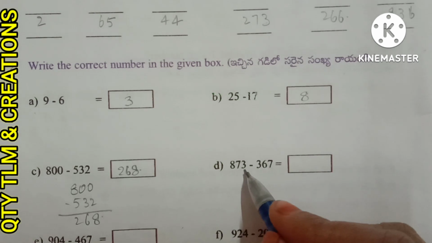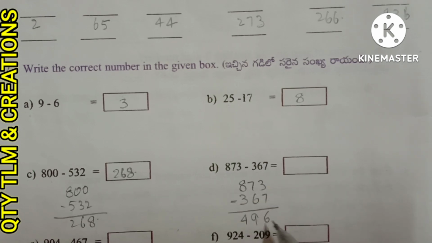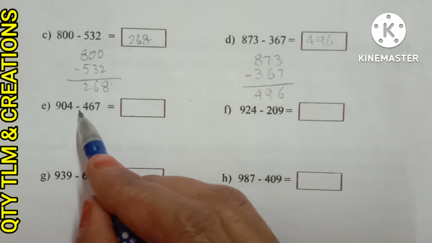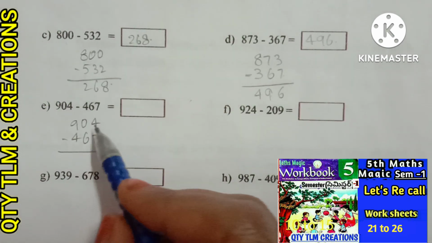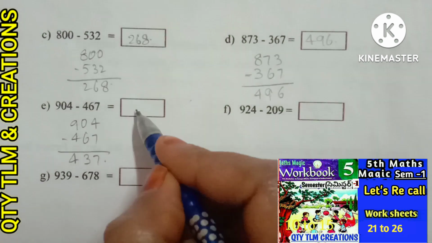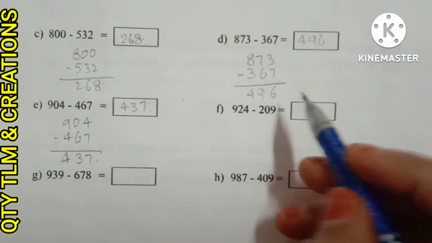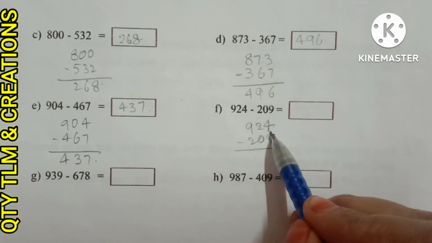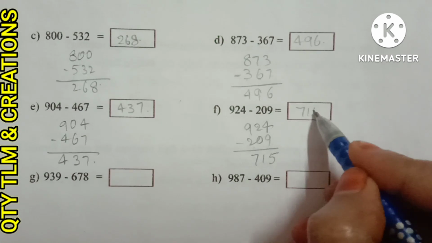Next D, 873 minus 367. Here we have to subtract 367 from 873. We get 496. So we have to write 496 here. Next E, 904 minus 467. Here we have to subtract 467 from 904. We get 437. So we have to write here 437. Next F, 924 minus 209. Subtract 209 from 924. We get 715. So we have to write here 715.